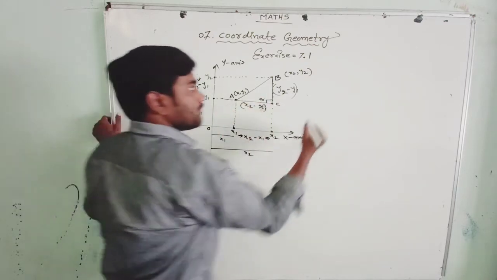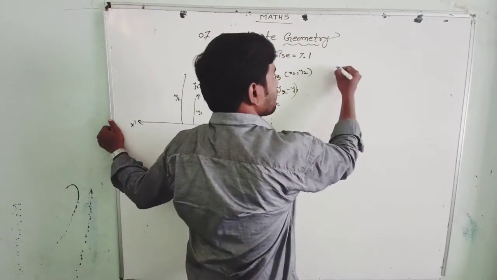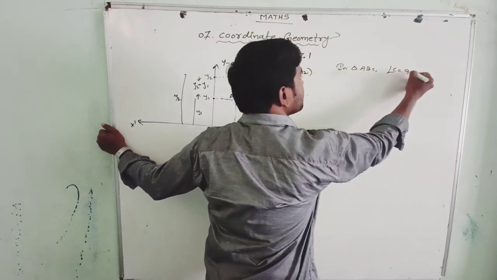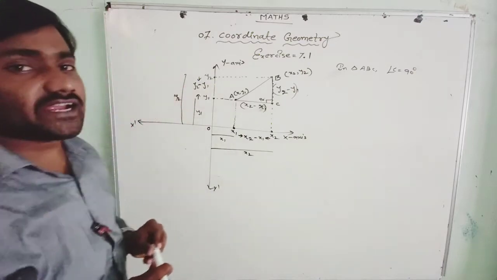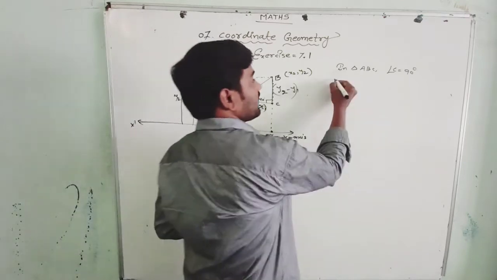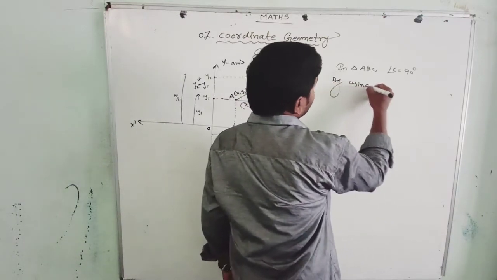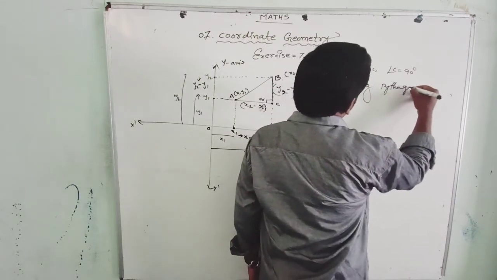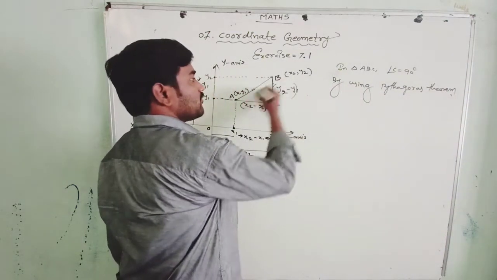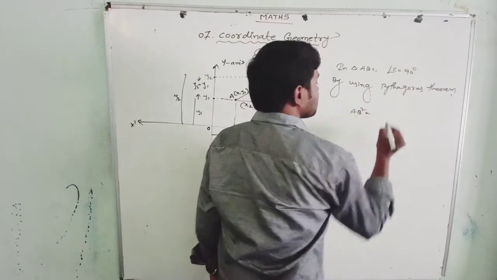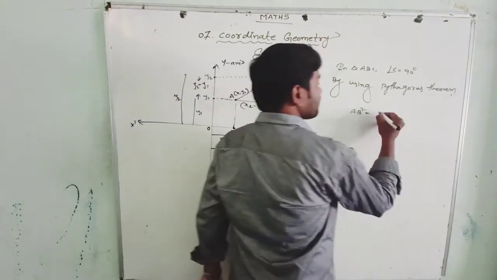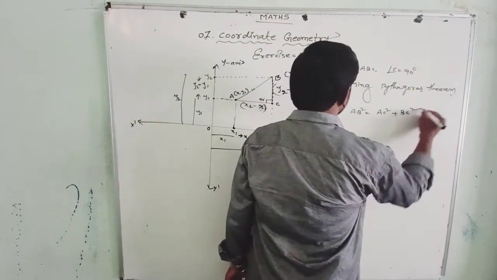As we know that in triangle ABC, where angle C equal to 90 degrees, it is a right angle triangle. In the right angle triangle, by using Pythagoras theorem, you know it is a hypotenuse, so AB square is equal to AC square plus BC square.